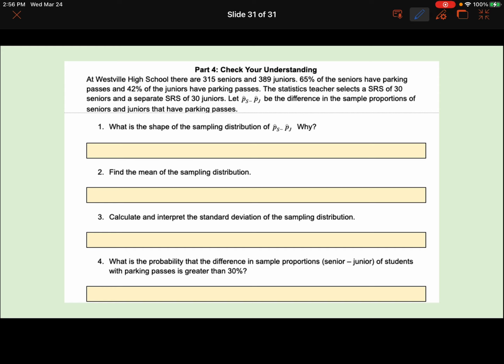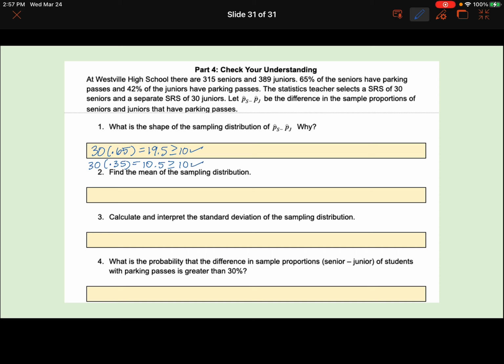So let's look at our juniors first of all. For our juniors, we have a sample of 30, and 0.65 of them have a parking pass. That would give us an expected value of 19.5, which is greater than or equal to 10. We also have to check the juniors who don't have parking passes. That would be 0.35, which would give us an expected value of 10.5, also greater than or equal to 10.